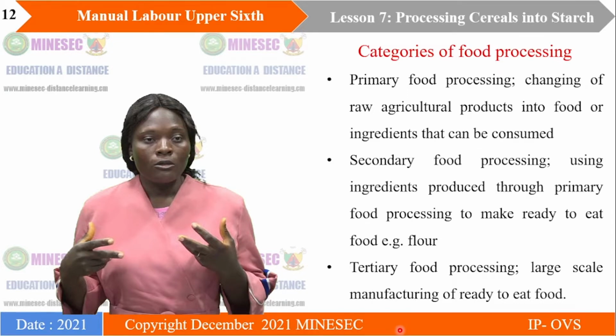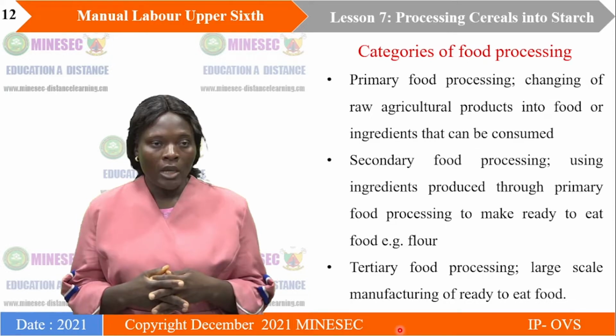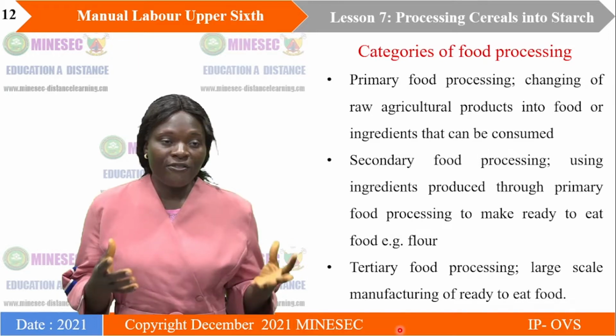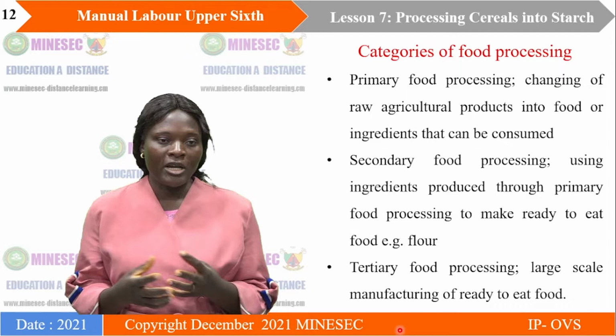We also have the second category, which is secondary food processing. That is using ingredients produced through primary food processing to make ready-to-eat food. When you take flour and you bake a cake, the cake is ready to eat, but you cannot consume the flour directly. So you bake a cake, it becomes ready to eat. That is secondary food processing.